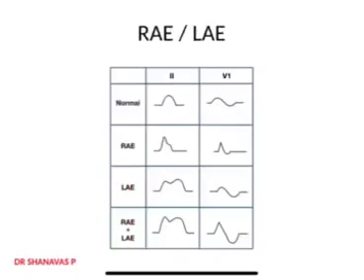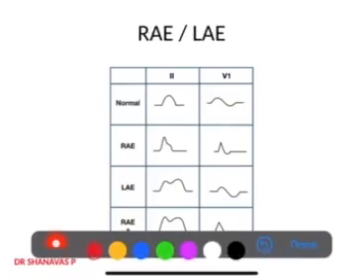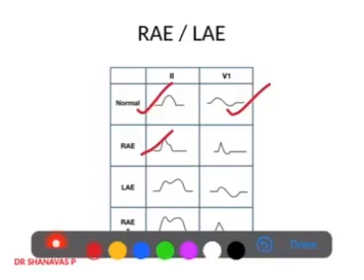So this is a summary of the topic. This is a normal P wave in lead 2, and a normal biphasic P wave in V1. Here there is increased amplitude, that is right atrial enlargement.